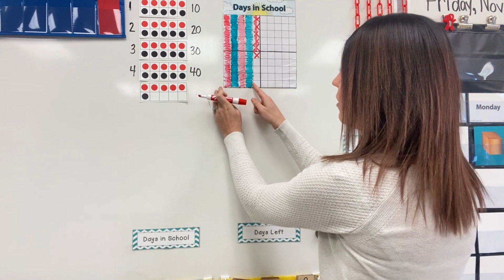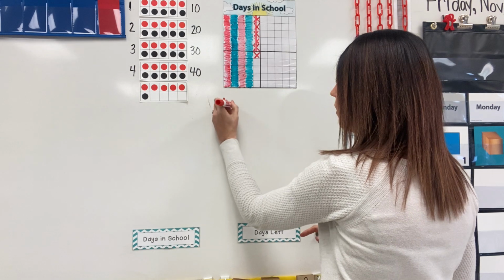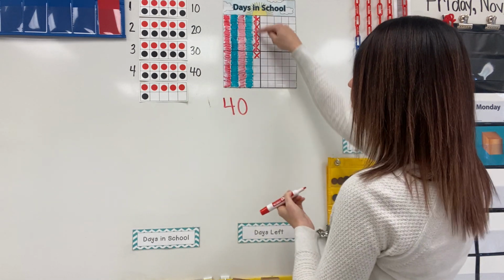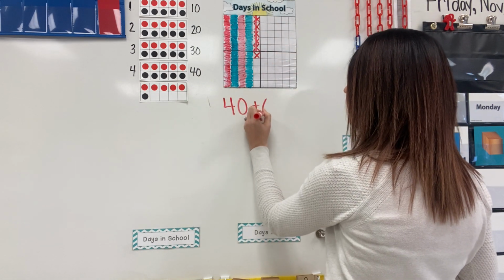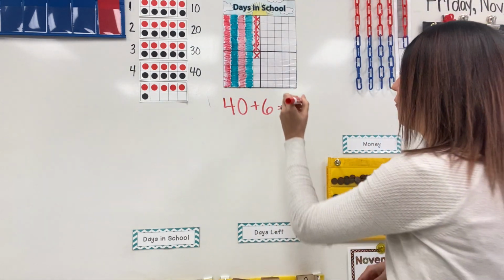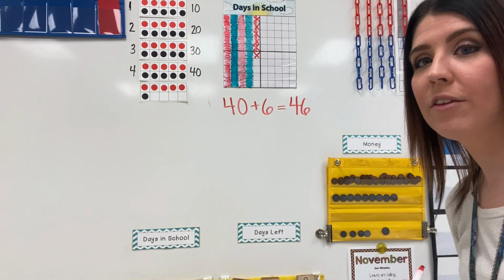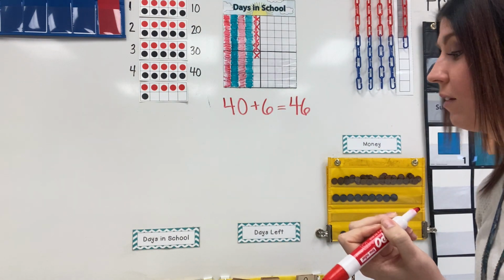There's a group of 40, 10, 20, 30, 40, and a group of 6. And when 40 and 6 are together, 40 and 6 make 46. Good job. Do you see any other numbers hiding inside of there?